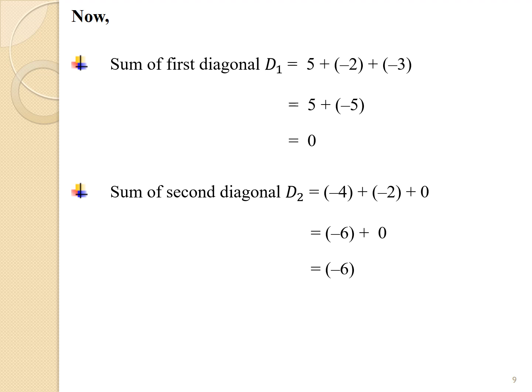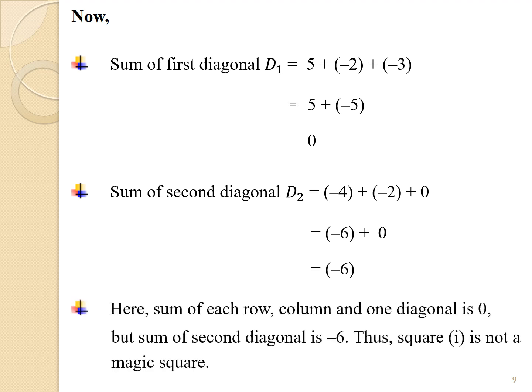Students, here sum of each row, column and one diagonal is 0. But sum of second diagonal is -6, which is not equal to 0 and different from the others. Thus, square 1 is not a magic square.